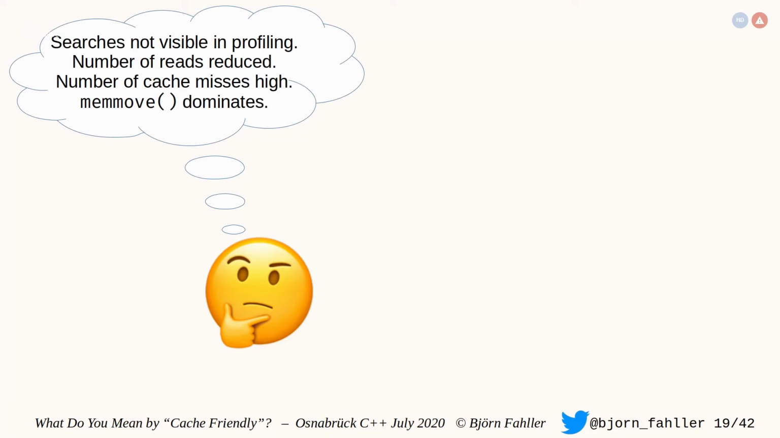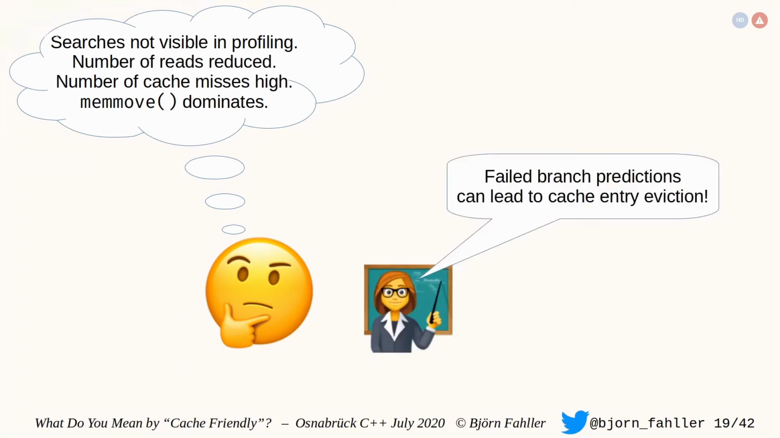So what do we do then? We write a faster mem move, or this is a thing that always happens, or not always, but extremely often happens when you're trying to find a performance issue. It turns out that mem_move is the culprit, and your task then is not to write a faster mem_move, but to make fewer mem_moves. And also, like I mentioned here, the failed branch predictions can lead to cache entry eviction, and it can be extremely confusing.